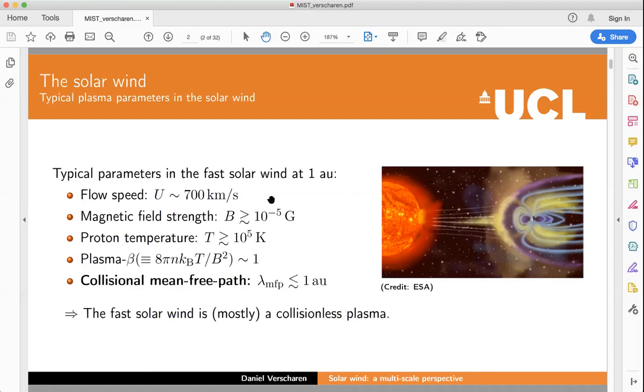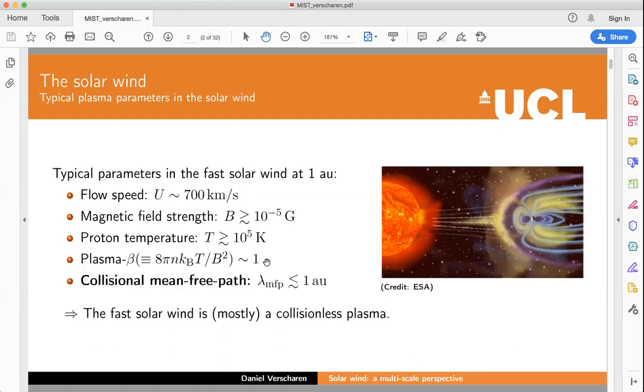Like with all the other parameters on this slide, all of this can vary a lot with time, depending on where you are in the heliosphere. This is just a number for the fast wind, 700 kilometers per second. Magnetic field strength is about 10 to the minus 5 Gauss, which also varies a lot. And when we talk about turbulence, you will also see that the turbulence itself puts quite large variations on these numbers. Proton temperature is about 100,000 degrees Kelvin in the fast wind.